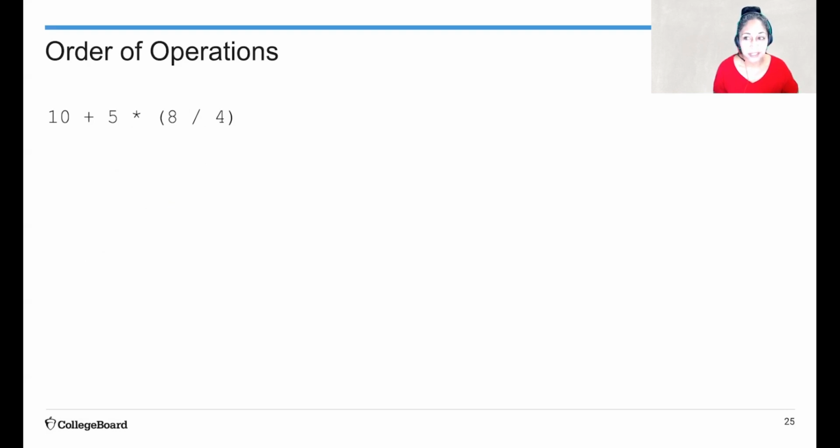Okay, what if I put the parentheses around the 8 divided by 4? Well, now that becomes the first thing that I do. So 8 divided by 4 is going to give me 2. So now my expression is 10 plus 5 times 2. The next thing that I will then do is the 5 times 2. So that result will give me 10. So now I can just do the 10 plus 10, which gives me the final value, 20.